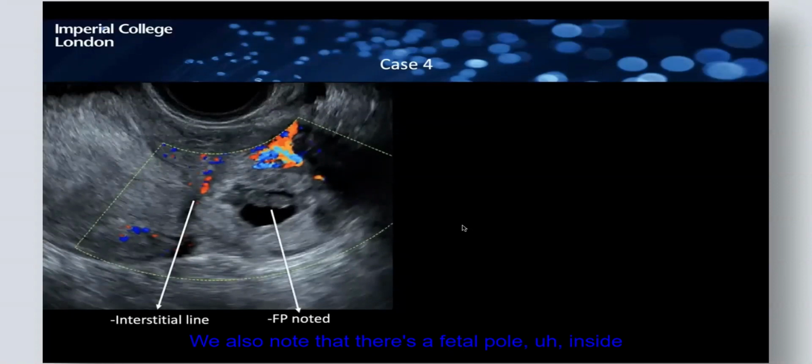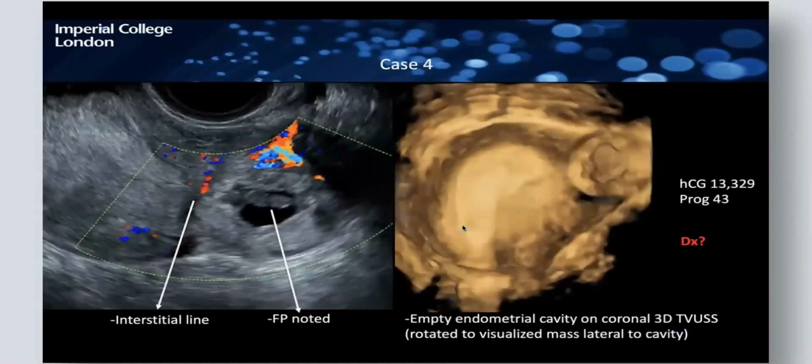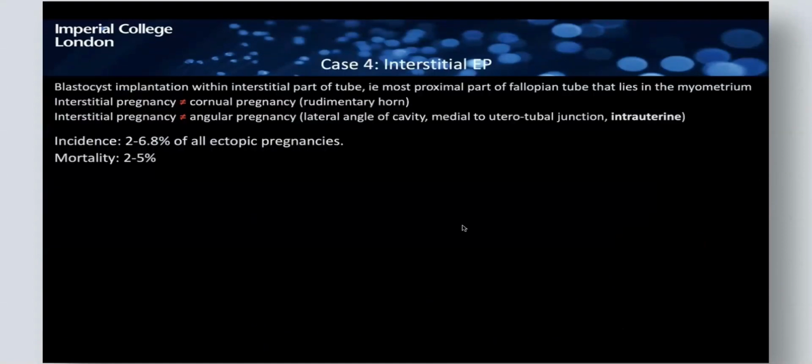We also note that there's a fetal pole inside what looks to be a gestation sac. And this mass is illustrated also on the 3D ultrasound, which confirms that the endometrial cavity is empty. The HCG is 13,000 with a progesterone of 43. And our diagnosis at this point was of a possible interstitial pregnancy.